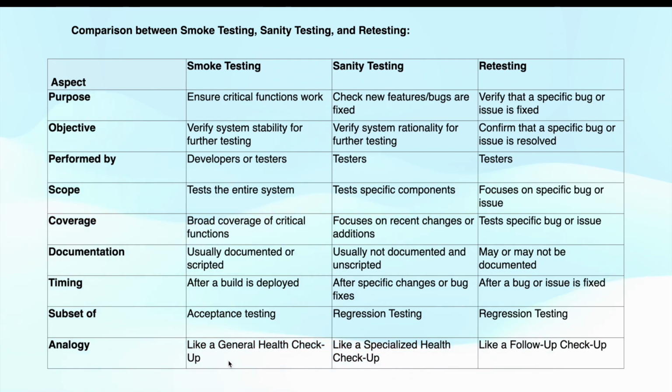Smoke testing is like a general health checkup, where a doctor checks basic health indicators to ensure overall wellness. Sanity testing is like a specialized health checkup, where a doctor focuses on a specific area or organ based on the resulting health concern or changes. Retesting is like a follow-up checkup, where a doctor verifies that a specific health issue has been successfully treated and resolved. In summary, smoke testing, sanity testing, and retesting are all important aspects of the software testing process.